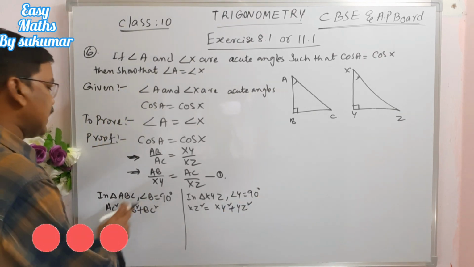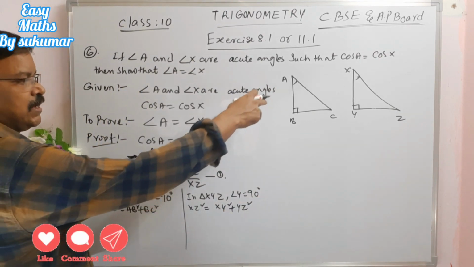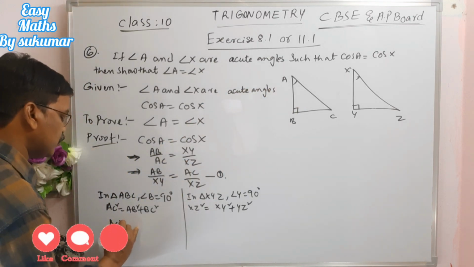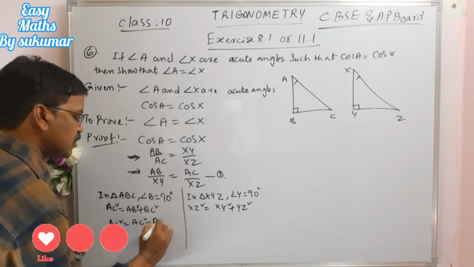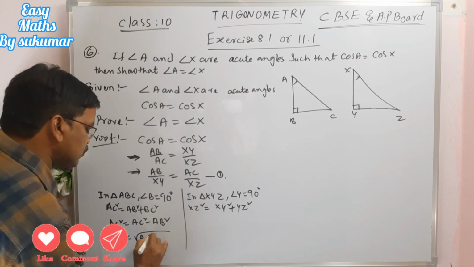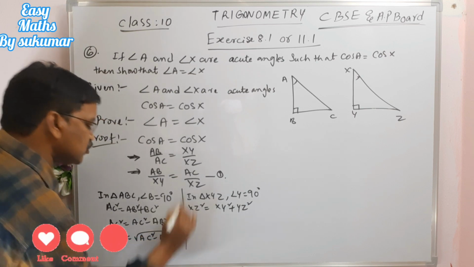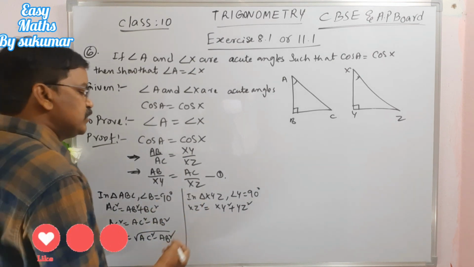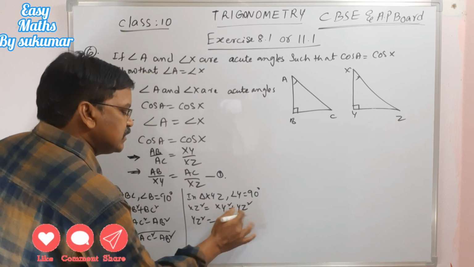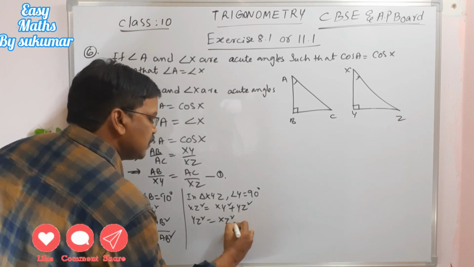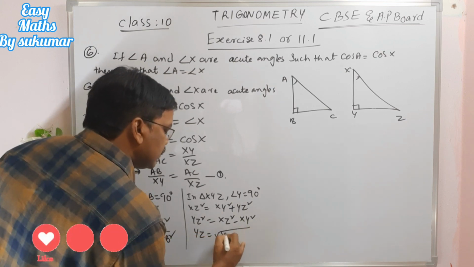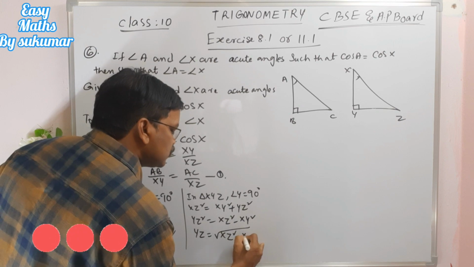Let us make BC the subject in this equation. That means BC square is equal to AC square minus AB square. So what is BC? BC is the square root of AC square minus AB square. Coming to this, YZ square is equal to XZ square minus XY square. So YZ is equal to square root of XZ square minus XY square.